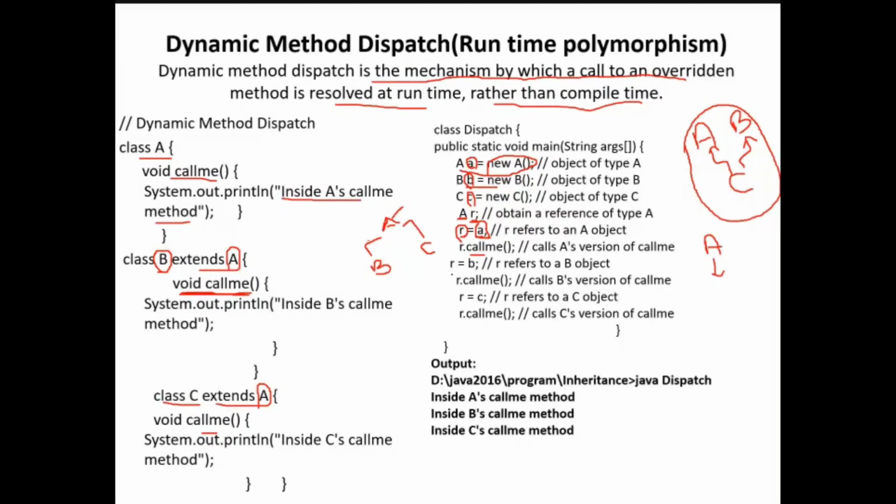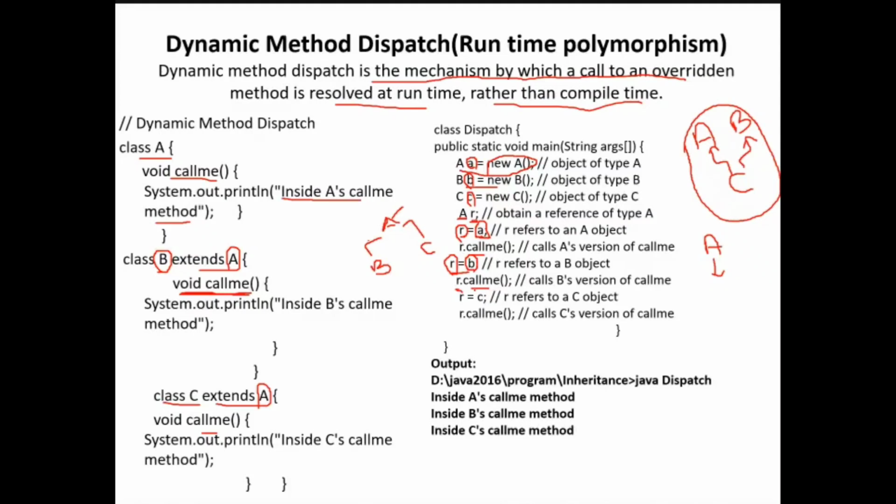Next, here R equals B. This is possible. B is the derived class object, but R is the base class reference. Is it possible or not? Yes, ma'am, it is possible. Now by using this R, I'm going to call the method call me. That R type is A, but it contains a B class object. So which method is invoked: A class call me method or B class call me method?